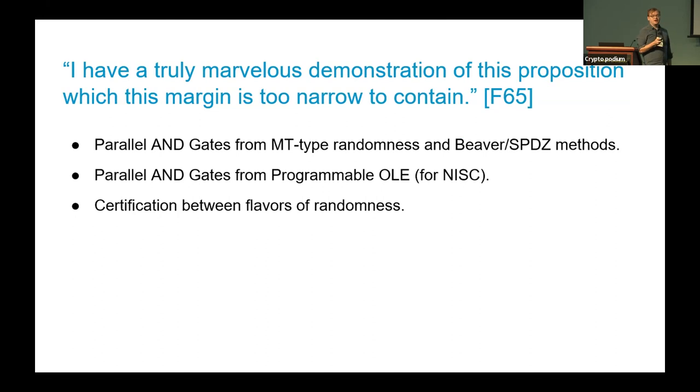We have a bunch of different flavors of randomness. When you use an alpha in one randomness and another randomness, you have to check that it's the same alpha. This requires some algebraic checking. When you do NISC, you need conditional disclosure of secrets. I didn't know what this was before I wrote this paper, so I thought it was a fun exercise to figure out how this works.